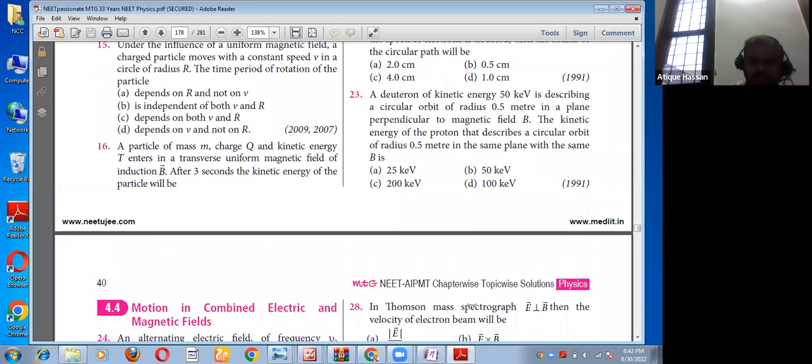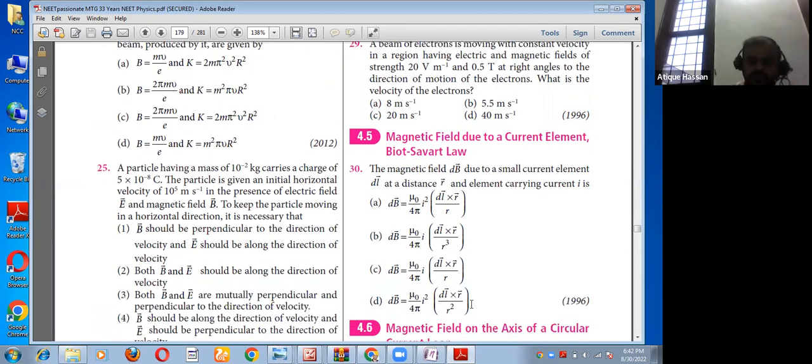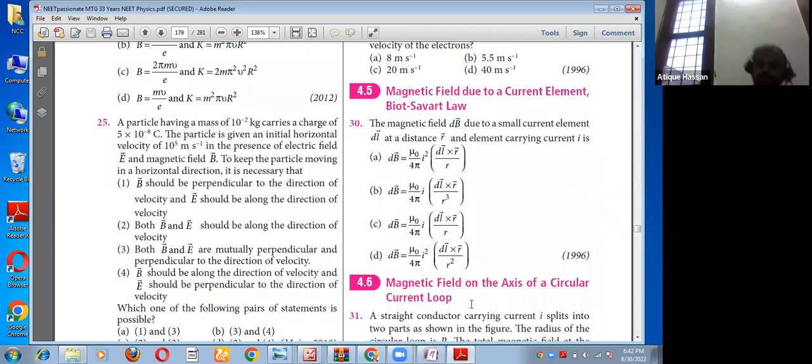We have done the question based on magnetic field and motion of charged particle in magnetic field. Now let us see question number 30. You can easily tell the answer. So solve this question number 30.